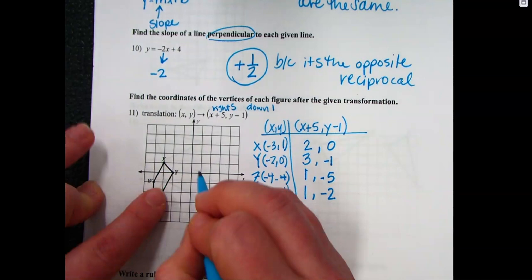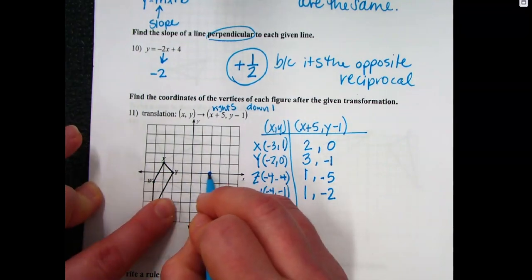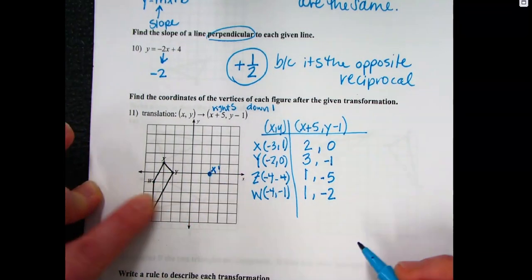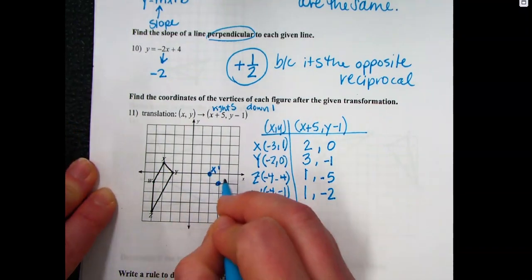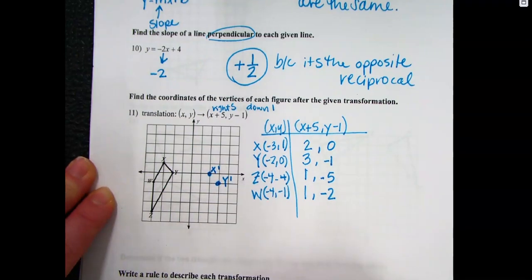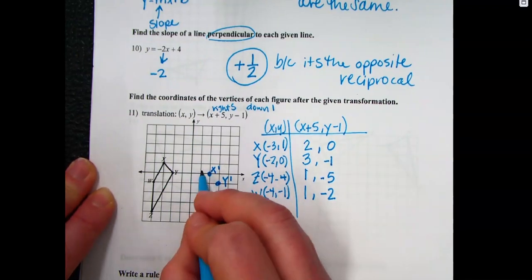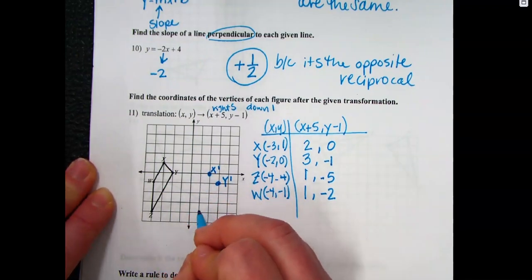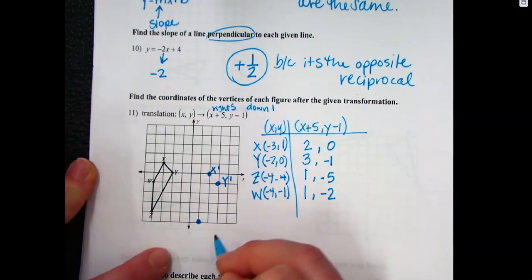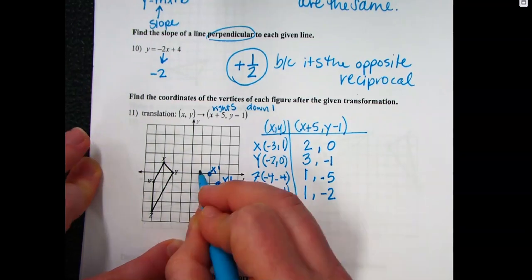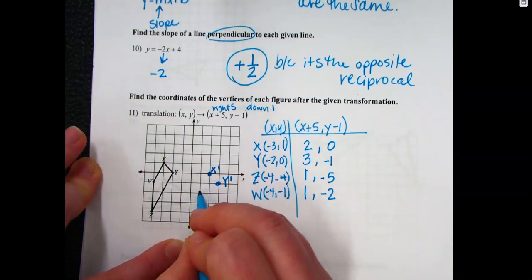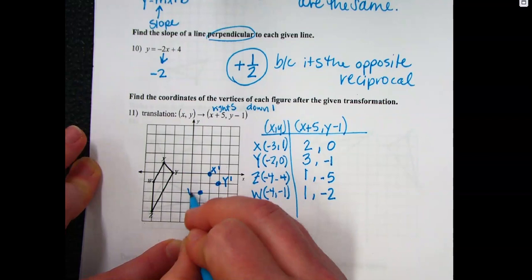You can plot those. 2, 0 is here, and that's going to be X prime, because remember, prime is the second. 3, -1 is going to be here. That's going to be Y prime. 1, -5, right here is going to be Z prime. And then 1, -2 is going to be W prime.